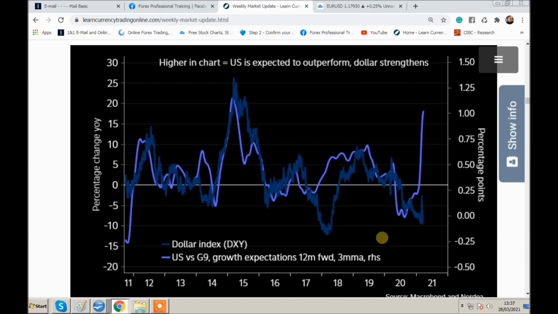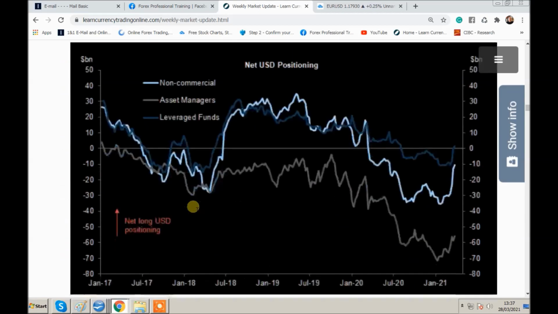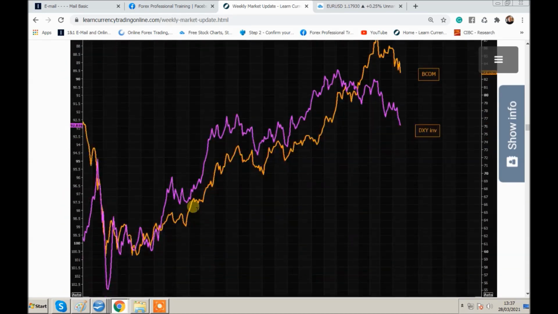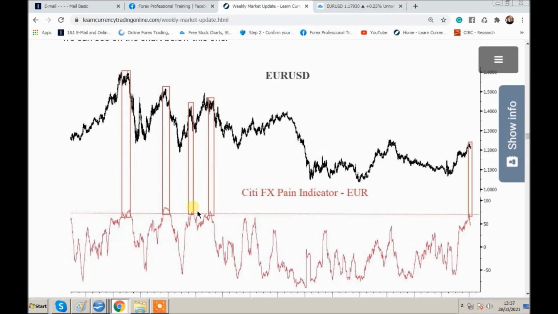Of the G9 nations, expectations for the Eurozone are not that great. And there's a reason why, which is the COVID impact, which I'll come to in a moment. But I want to go to my next chart, which is going to be this one.